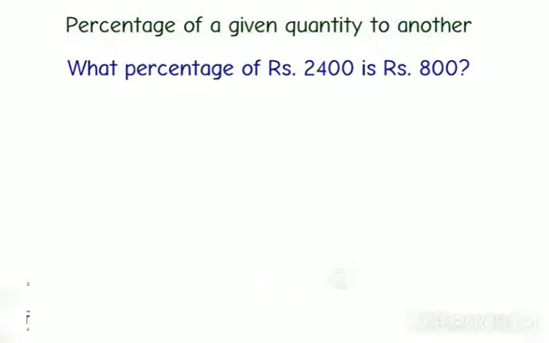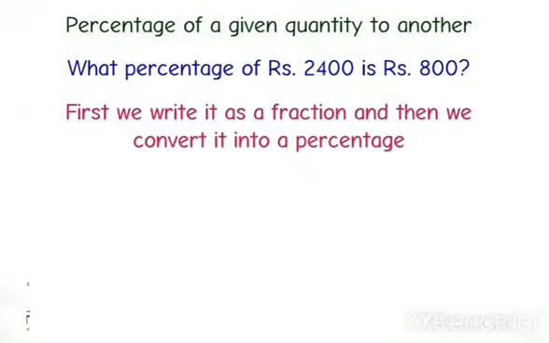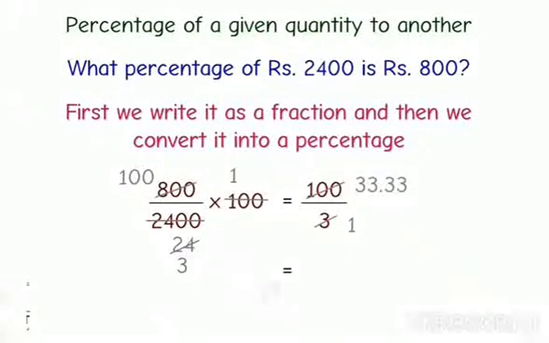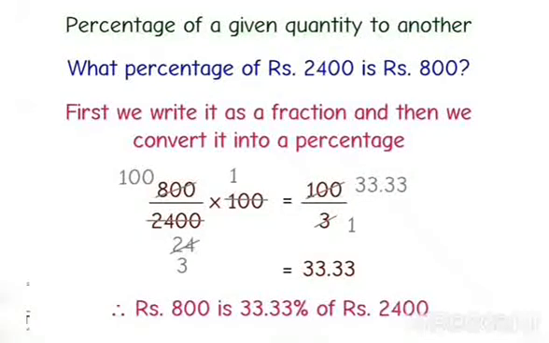What percentage of rupees 2400 is rupees 800? First we write it as a fraction and then we convert it into a percentage. 800 upon 2400 into 100, and after cancelling the 0s, you will get 100 upon 3, and again after cancellation you will get 33.33. Therefore rupees 800 is 33.33 percent of rupees 2400.